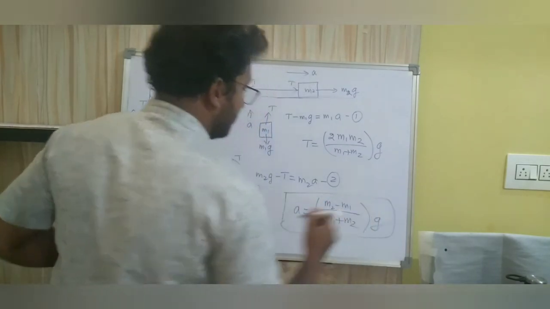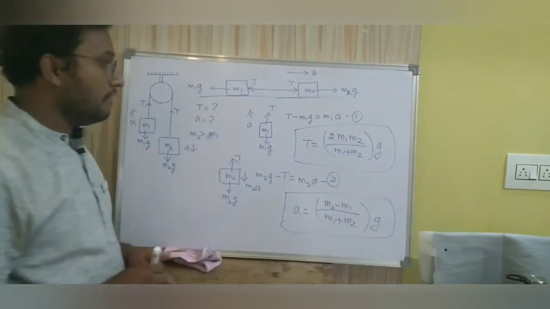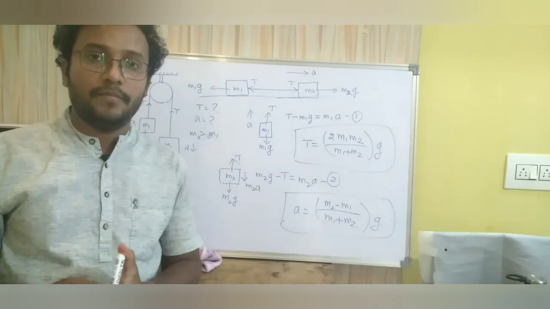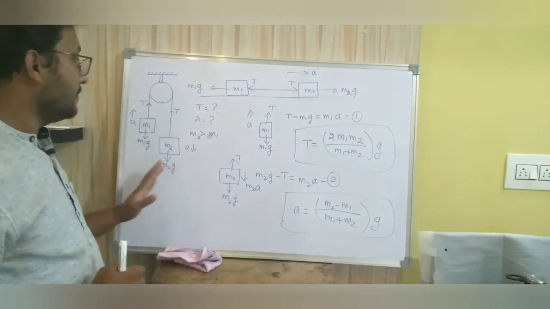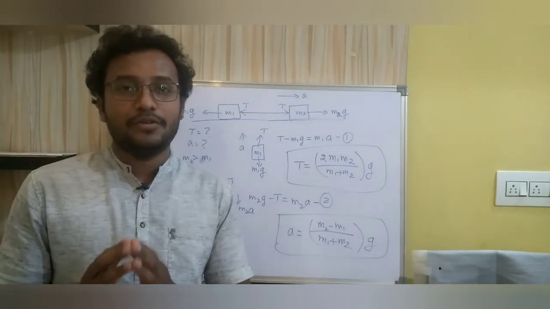So these are the two important things that we have to solve, and I hope you understood how to write the free body diagram for this Atwood's machine, the pulley based system. I hope you understood the concepts.